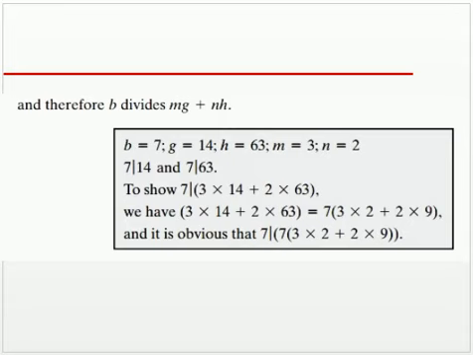In the bracket 3 multiplied by 2 plus 2 multiplied by 9. So that means, here from this equation it is obvious that 7 divides 7 in the bracket 3 multiplied by 2 plus 2 multiplied by 9, and that is why we can say that b divides mg plus nh.